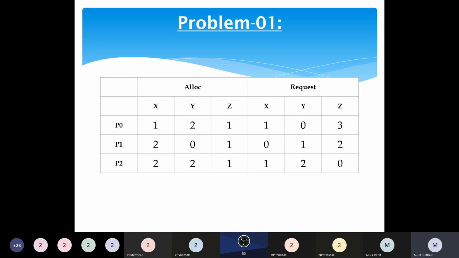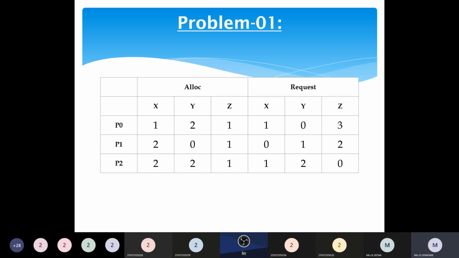Assume one instance of resource X is allocated to P0, two instances of Y resource allocated to P0, and one instance of Z is allocated to P0. Similarly, 2, 0, 1 instances are already allocated to P1, and for P2, 2, 2, 1 have been allocated to P2.